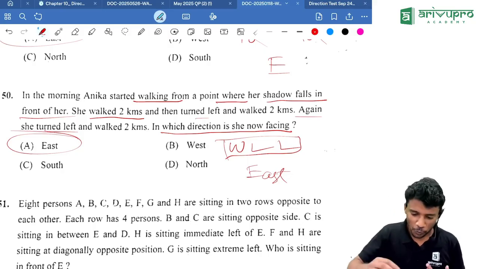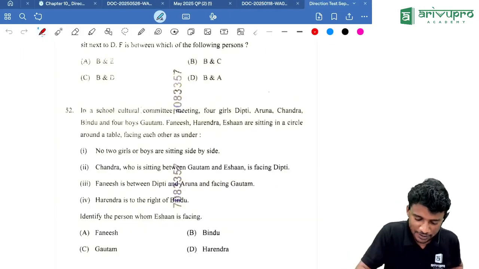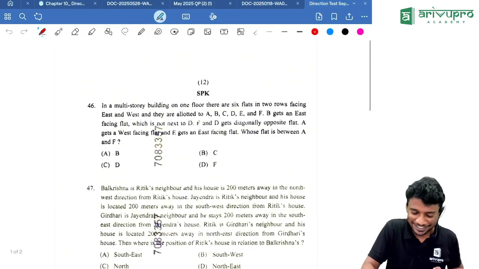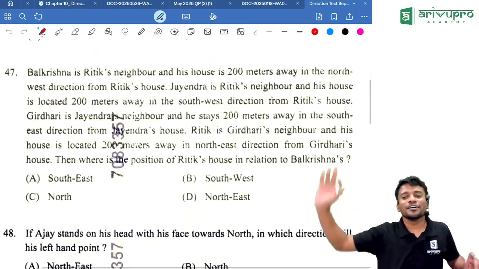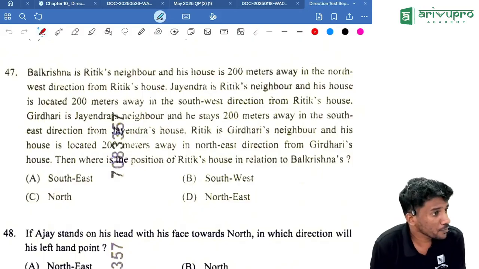Now we will go to the September 2024 attempt. If I said September 2025, you will be like, oh, teach us more. Yes. A question from direction sense test. Try, people. Is it visible properly?